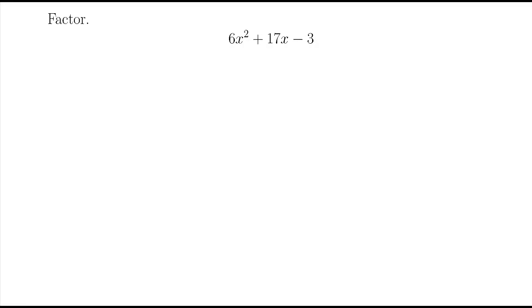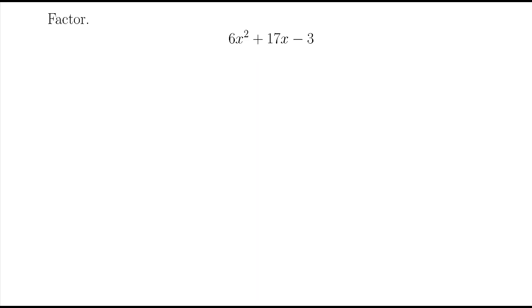Let's factor the expression 6x squared plus 17x minus 3. Okay, the first thing that we always do is check to see if we have a common factor. 6, 17, and negative 3. There's nothing except for 1 that goes into all three of those. Okay, so we don't have a common factor.